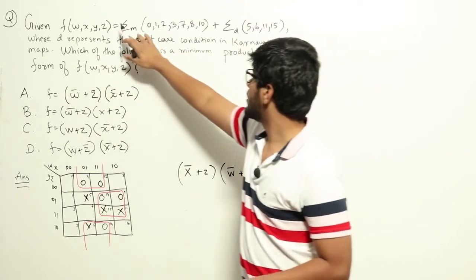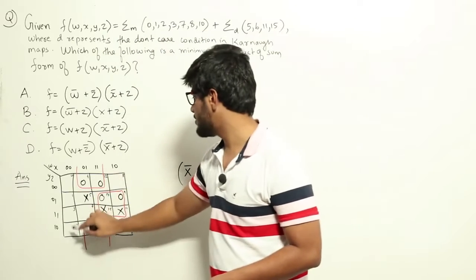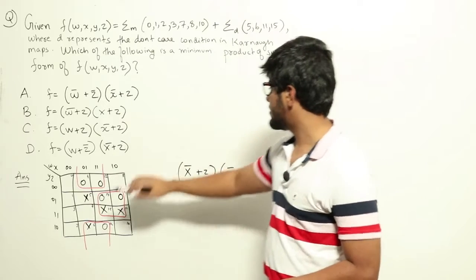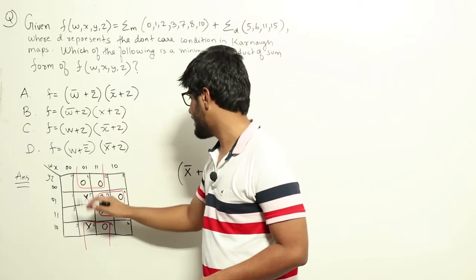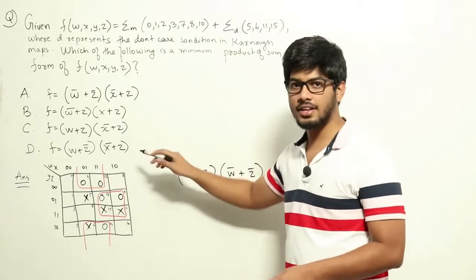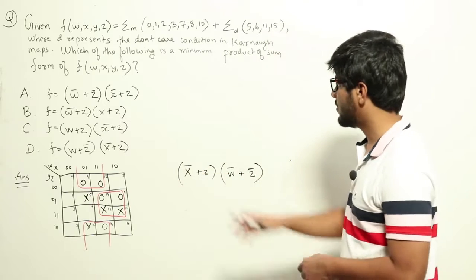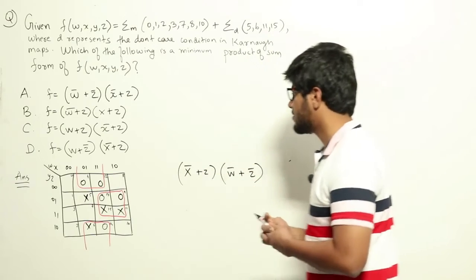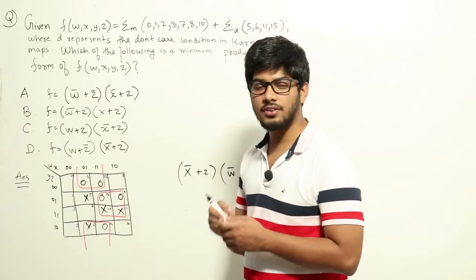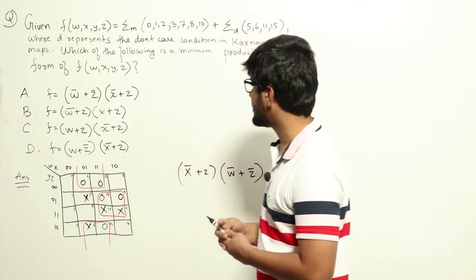In the minterms these are 0, 1, 2, 3, 7, 8 and 10. So 0, 1, 2, 3, 7, 8 and 10 should be marked as 1 and the rest, after the 1 terms and x terms, will be zeros as marked here. The 1 terms I have not written here because for finding the product of sums we don't need ones, only zeros and x terms. So these are the 0 terms and these are the x terms. Now we need to find the prime implicants from this K-map so that we can minimize it.